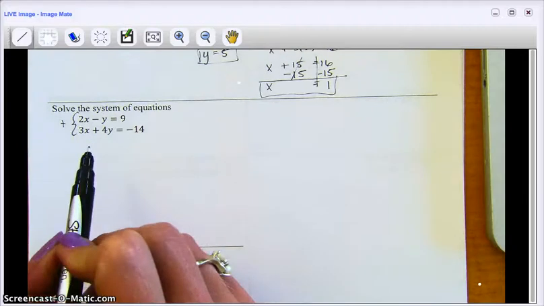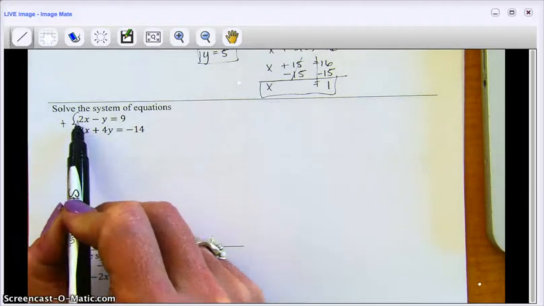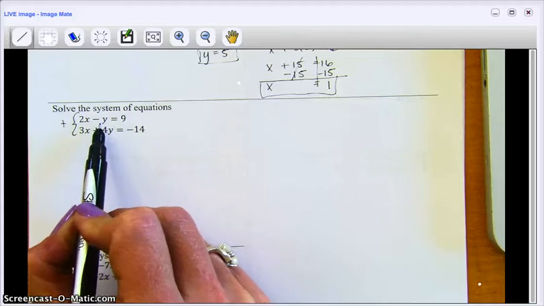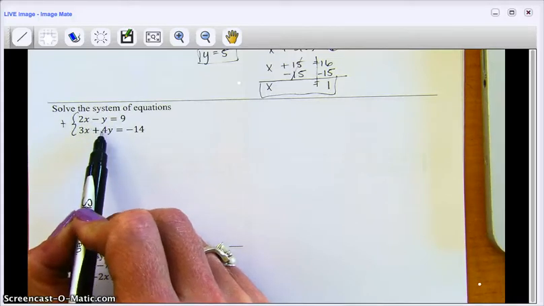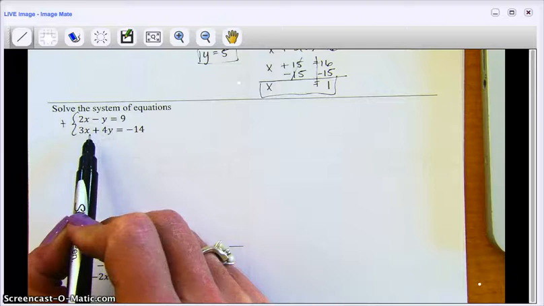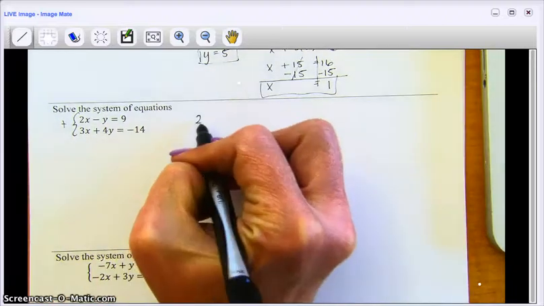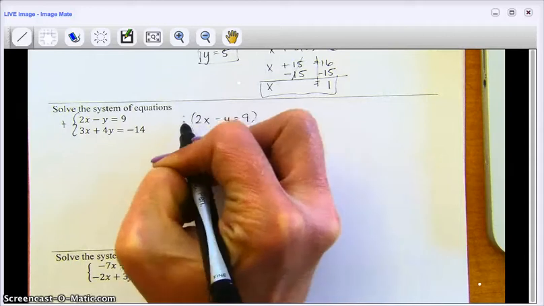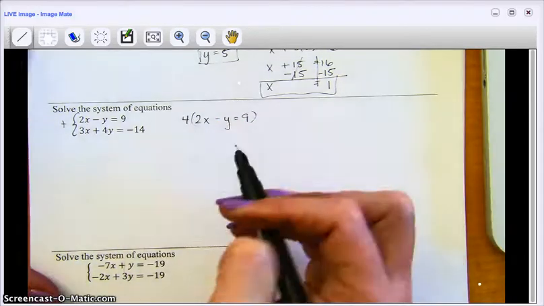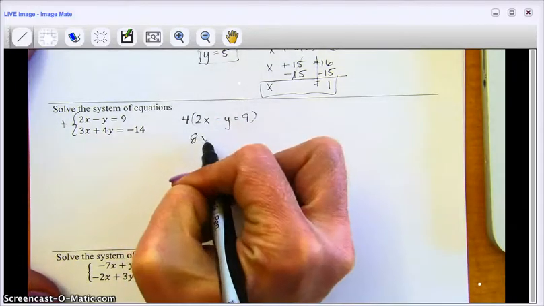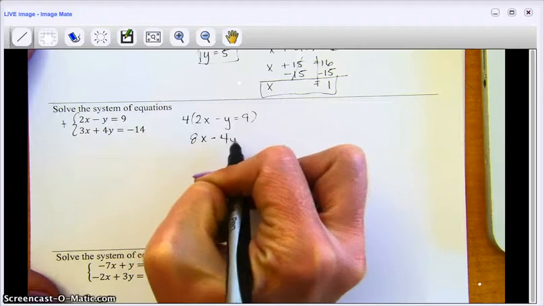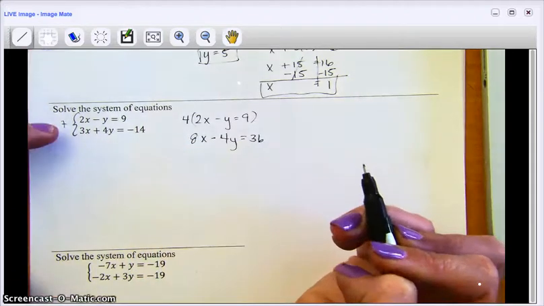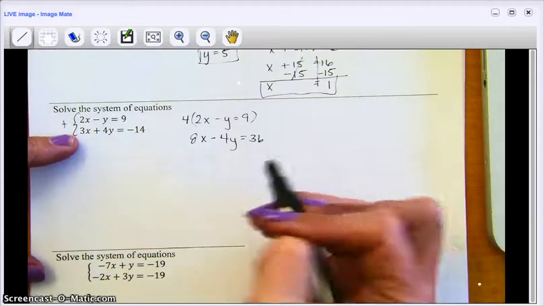So let's think about that. It looks like if I multiply this whole equation by 4, I'll then have a negative 4y here. And that's what I need. That will allow me to cancel that out with this positive 4y. So let's again pull this equation out, and let's multiply the whole thing by 4 and see what we get, right? So that's 8x minus 4y equals 36. And I'm going to now recopy the second equation.